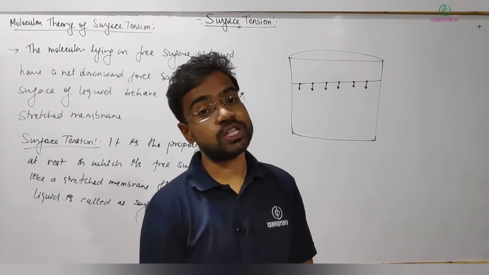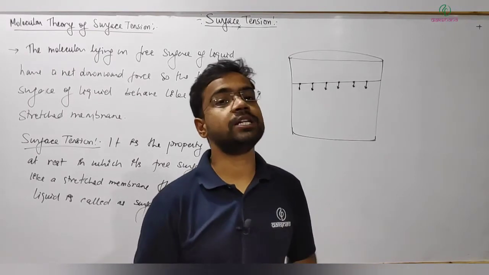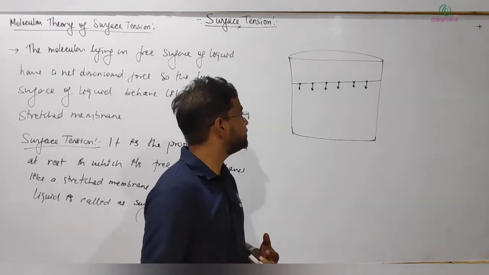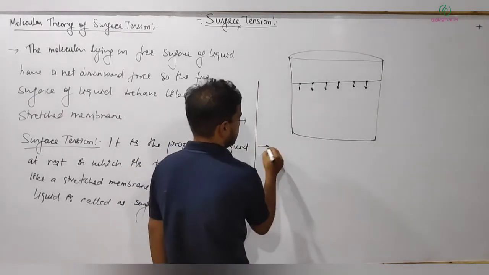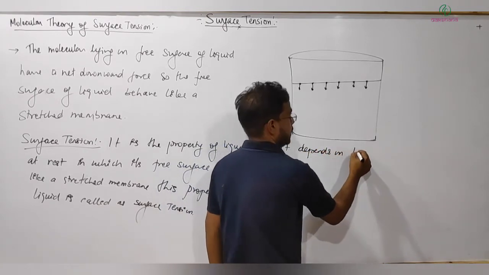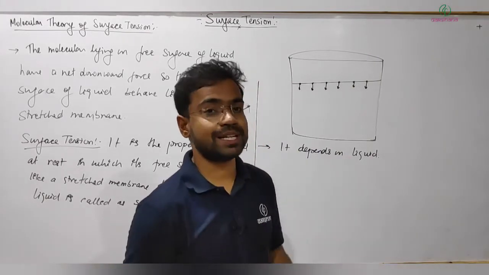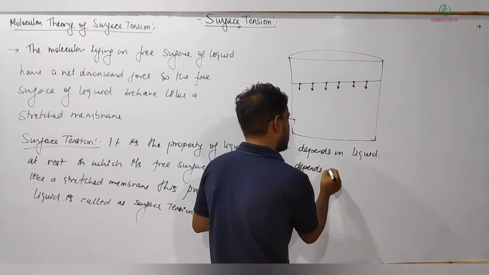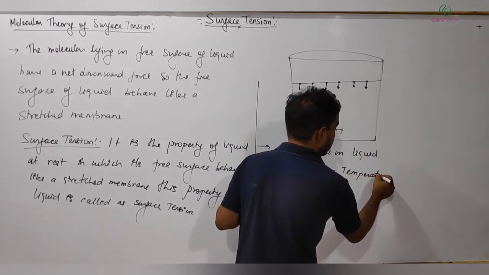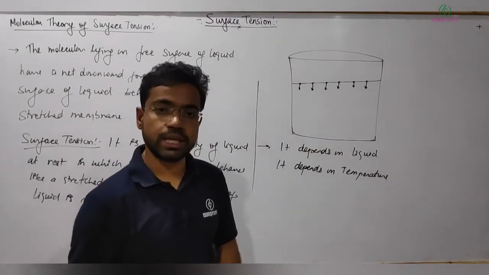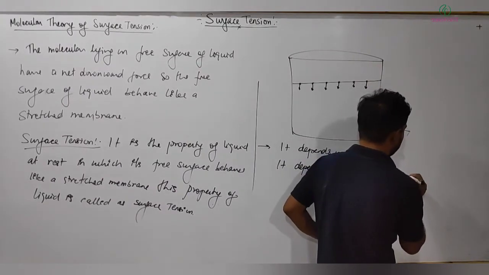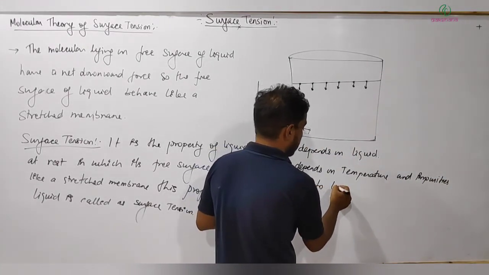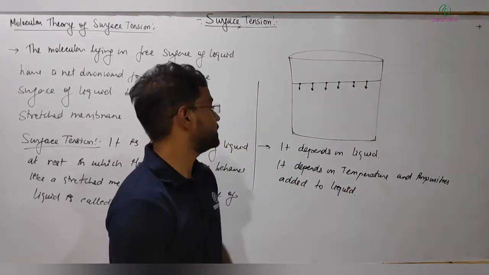Now surface tension, what will it depend on? It is a property of liquid. It will depend on the liquid, and there are some factors also which influence this. And how we measure that surface tension, let me define that too. Basically it is a property that depends on the liquid, because the intermolecular force of attraction will change once you change the liquid. Besides that, it depends on temperature, and if you add some impurities, then effectively you are changing the liquid. So it depends on impurities added to the liquid also. It depends on these factors, right?